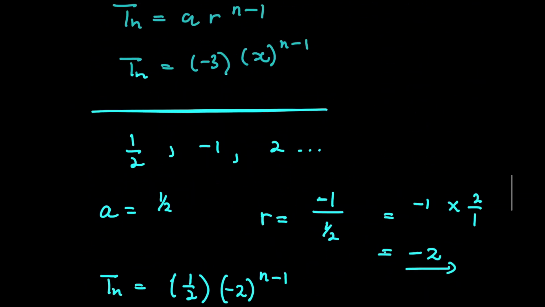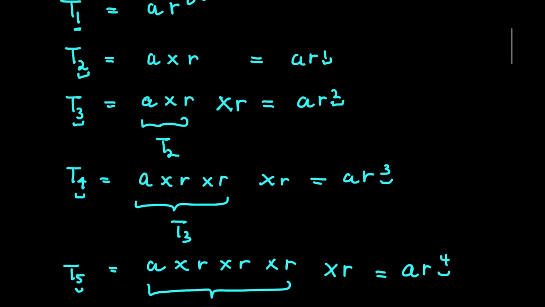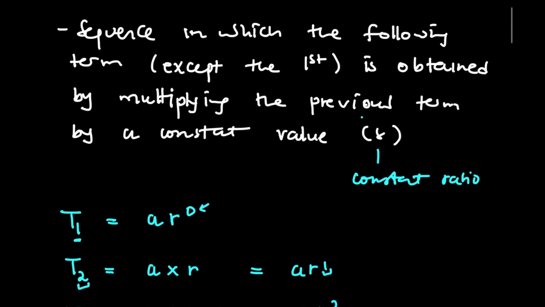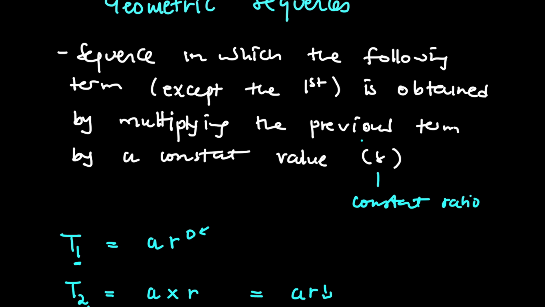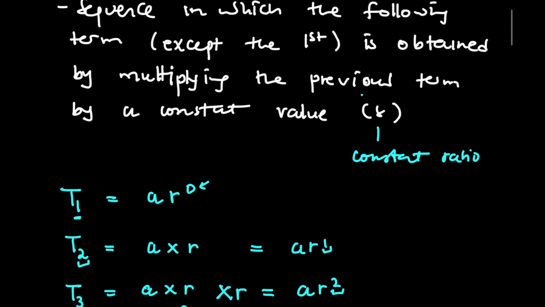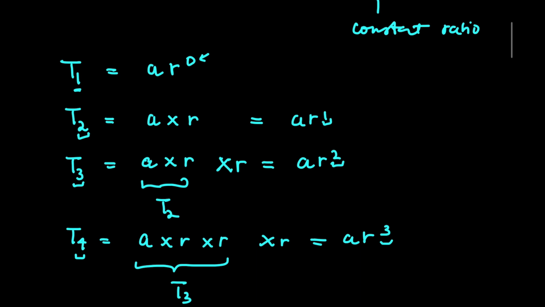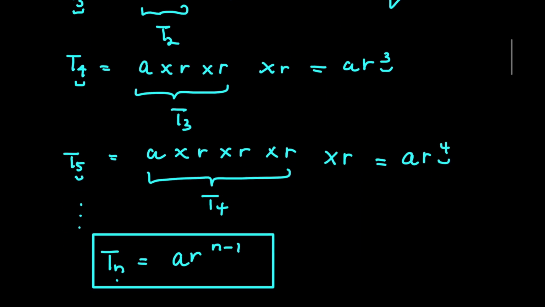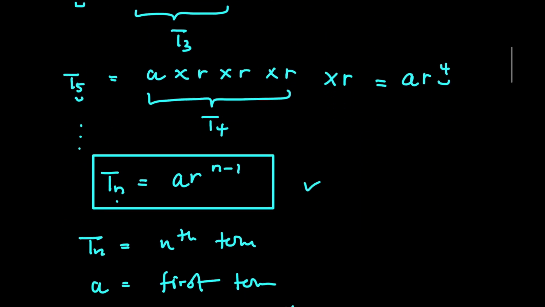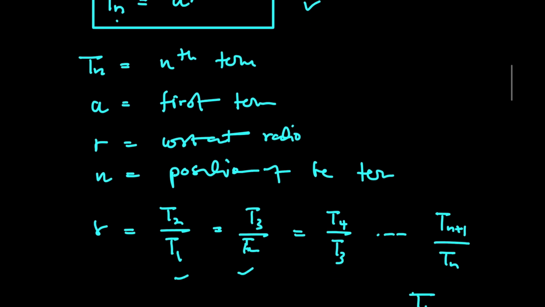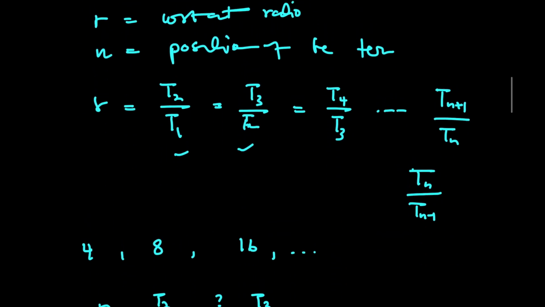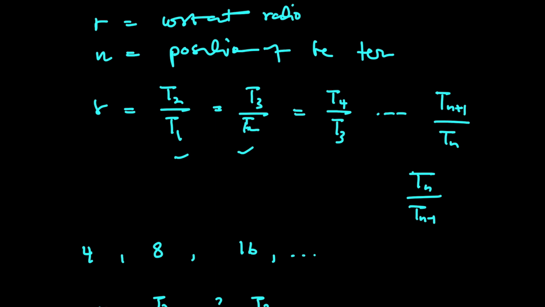So basically what we've covered here is that a geometric sequence is a sequence such that the following term, you get it by multiplying the previous term by a constant value, which we did here. And then we found the general term of a geometric sequence, and then we expressed all of those terms. The test whether something is geometric or not is actually the R. R is T2 over T1. It's a constant ratio. So this should be the same.